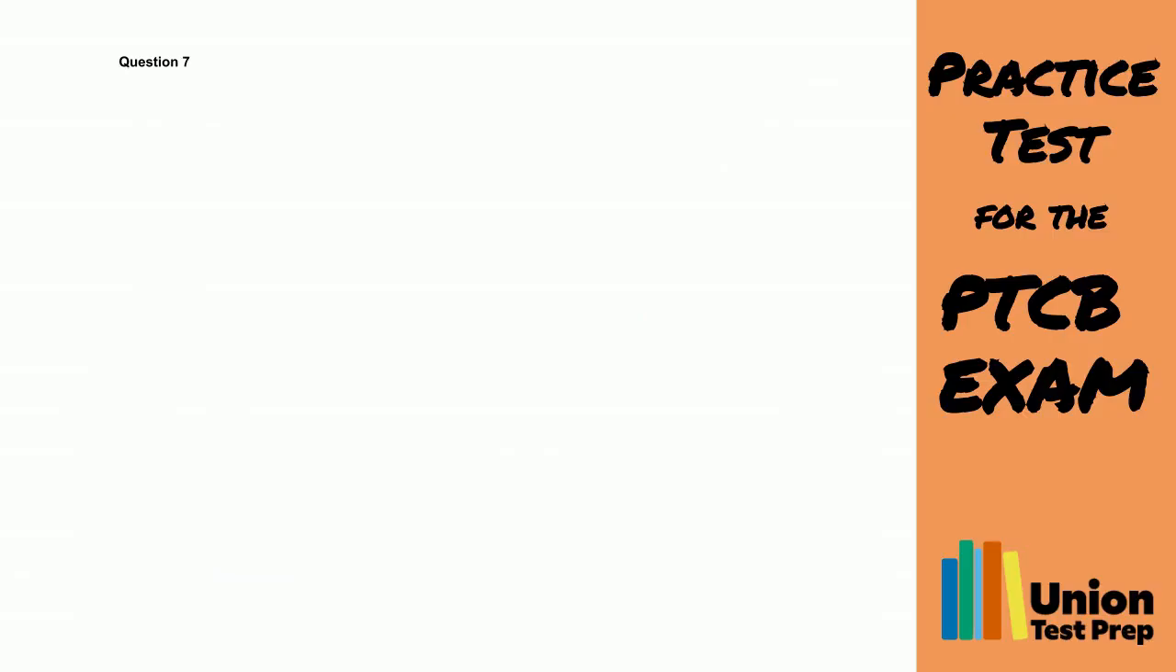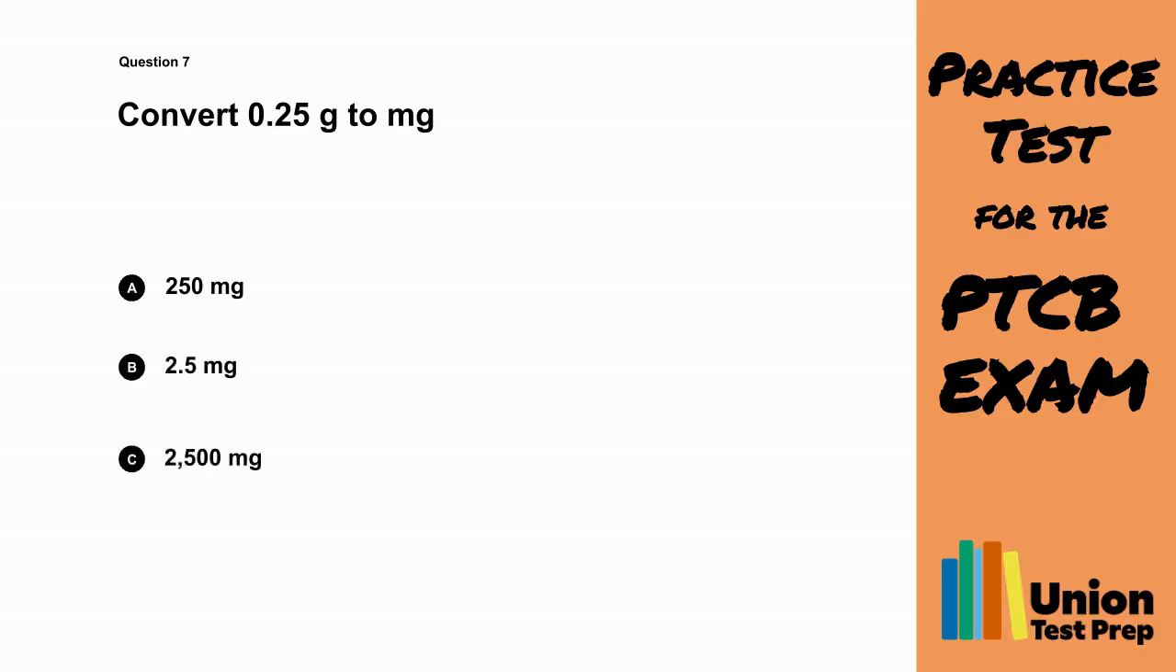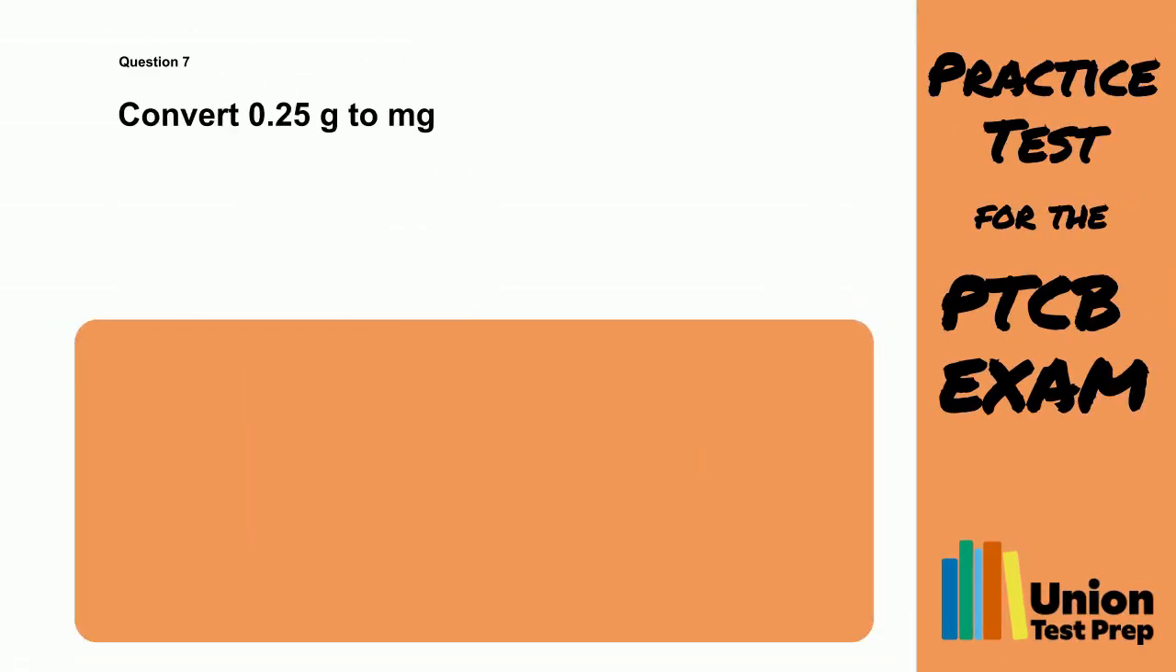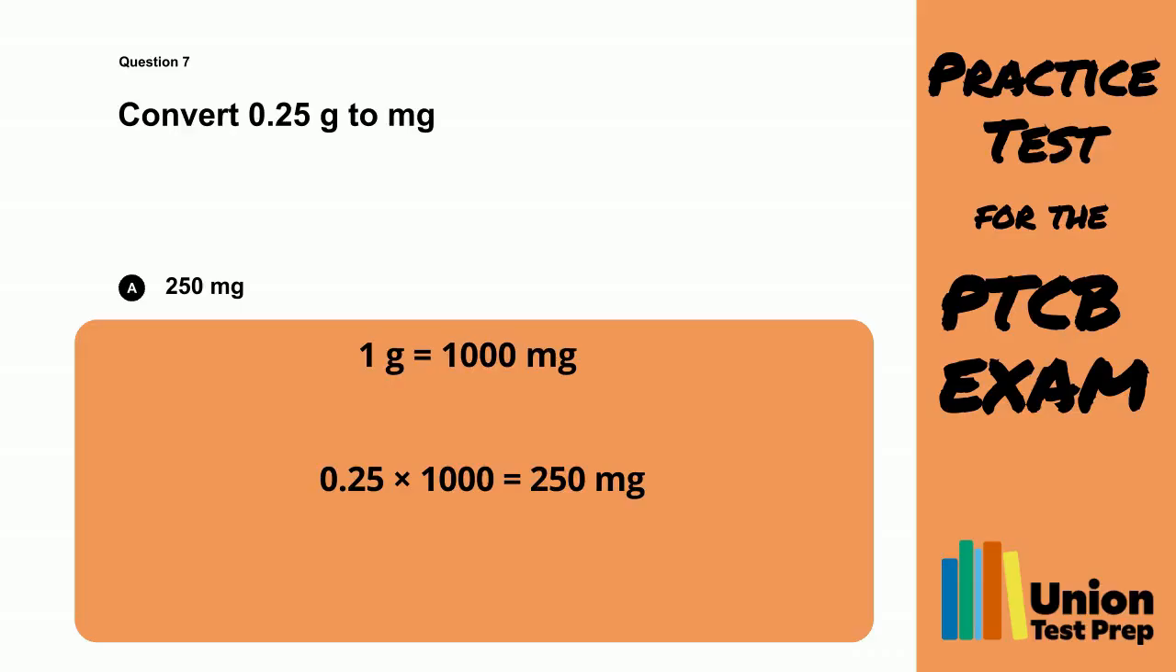Question 7. Convert 0.25 grams to milligrams. A. 250 milligrams. B. 2.5 milligrams. C. 2,500 milligrams. D. 25 milligrams. The correct answer is A. 250 milligrams. 1 gram equals 1,000 milligrams. Multiply 0.25 grams by 1,000, which equals 250 milligrams.